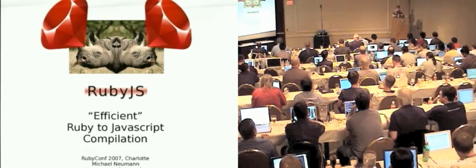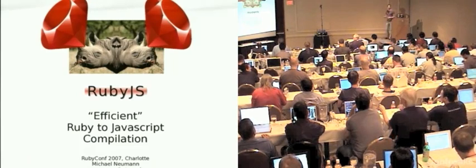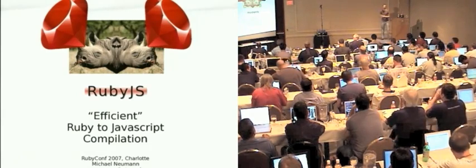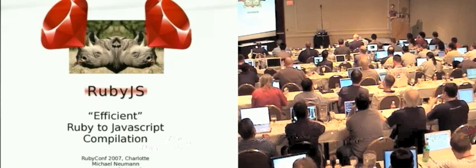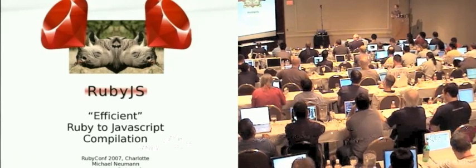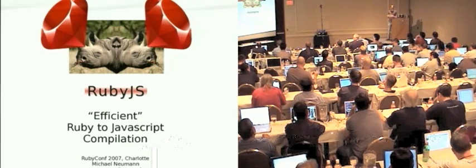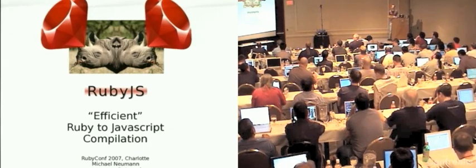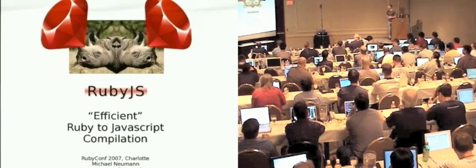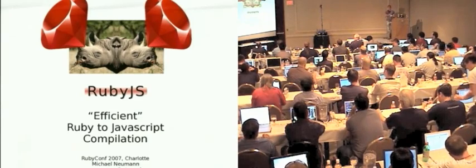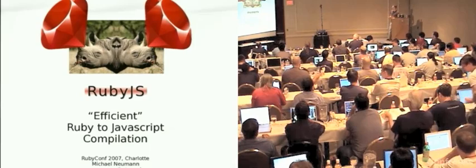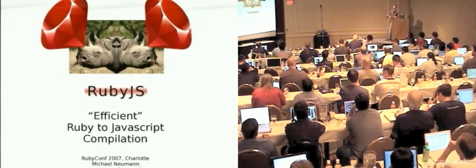Okay. So, my talk is about my latest project called Ruby.js, which is a Ruby to JavaScript compiler. And what I tried is to do it as efficient as possible, whatever efficient means. So there are two extremes.